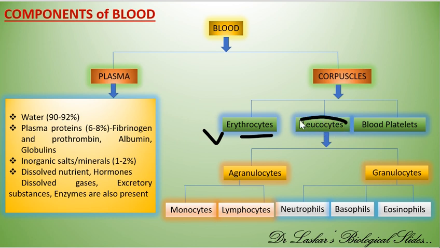Next, leukocytes. White blood corpuscles or leukocytes are colorless, nucleated, rounded or irregular amoeboid cells. Leukocytes or WBCs are larger than erythrocytes and do not have hemoglobin. They can even squeeze out of the capillaries into the surrounding tissue, and this is called diapedesis.